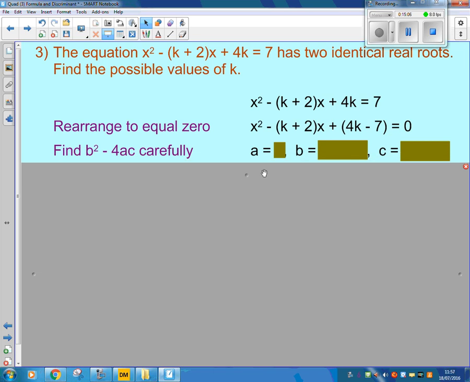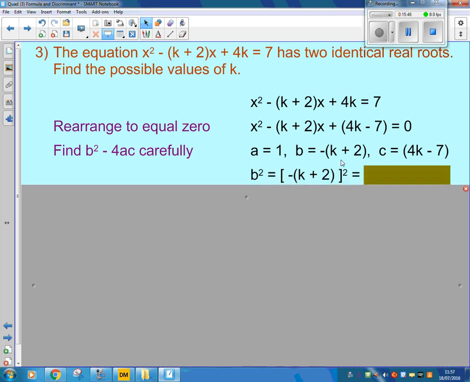Okay, so now let's find b squared minus 4ac, but let's do it really carefully because it is quite hard to find. First, a, b, and c. a is 1, that's easy. b, you involve a sign, minus brackets k plus 2. And c is my 4k minus 7. That's why I put the brackets around it, so I realised that c was the whole thing. Now, I'm going to work out b squared and 4ac separately, because if I try and do it all in one go, it's too easy to make a mistake. So let's do b squared first of all.